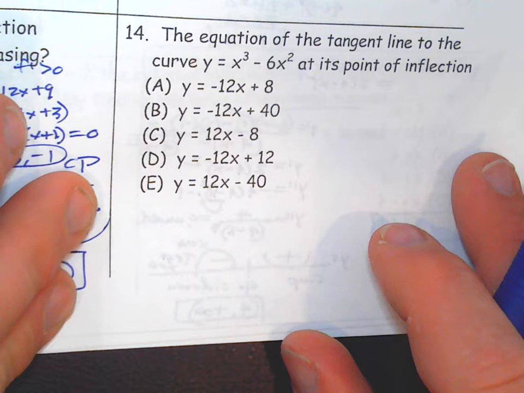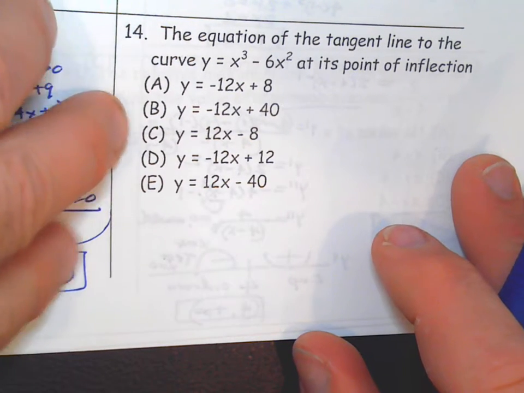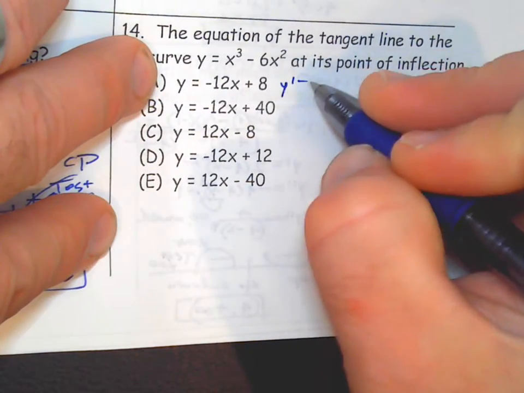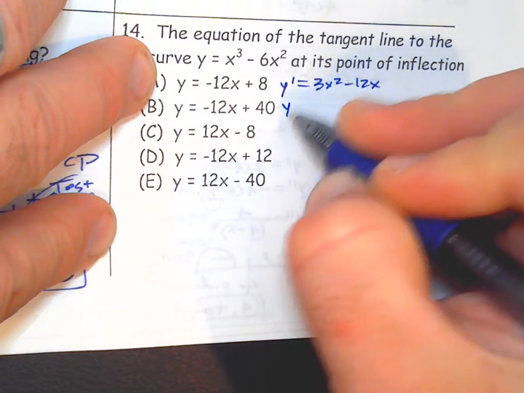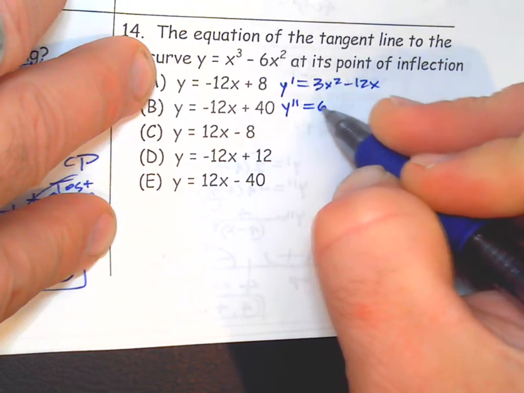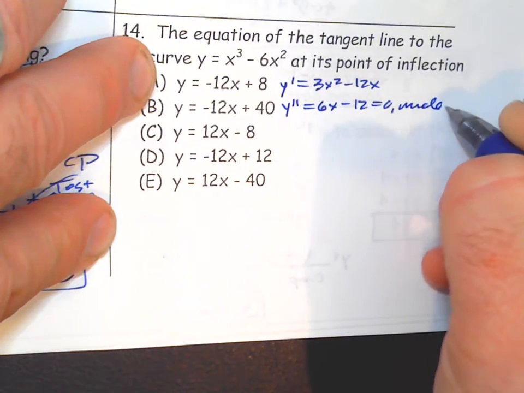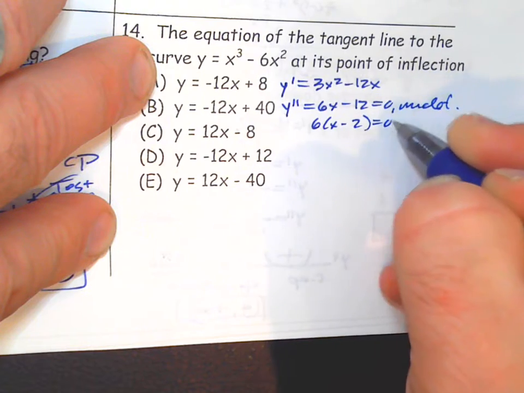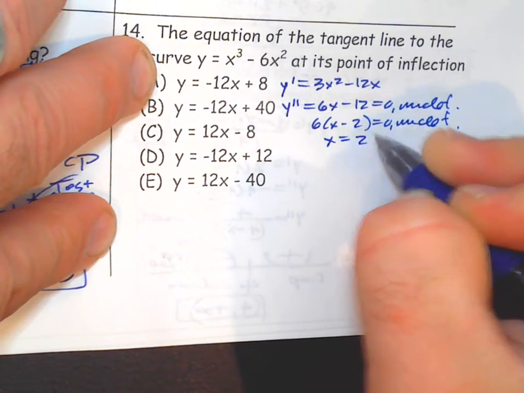Equation of the tangent line to the curve at its point of inflection. So we're trying to find the equation of the tangent line to the curve at its inflection point. So we have to find the inflection point first. So y prime equals 3x squared minus 12x. Y double prime equals 6x minus 12 equals 0. You could factor it if you want. So x equals 2 should be the inflection point.